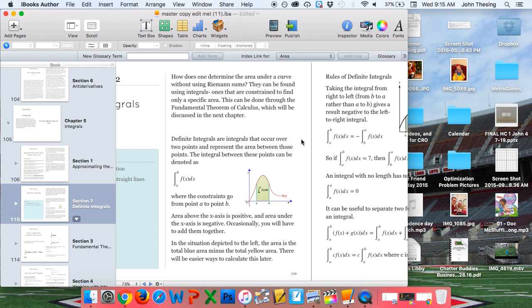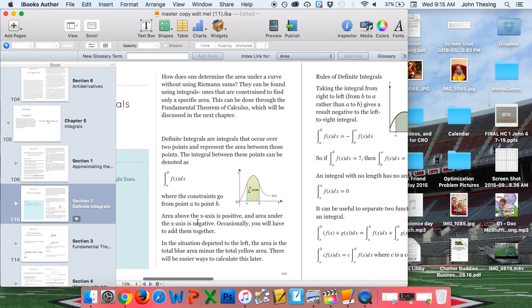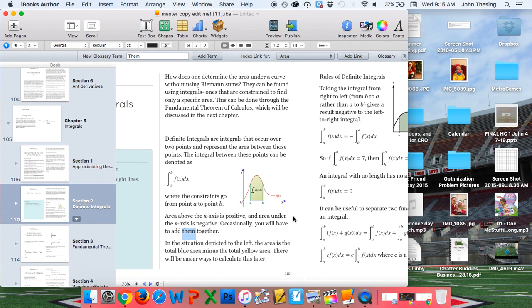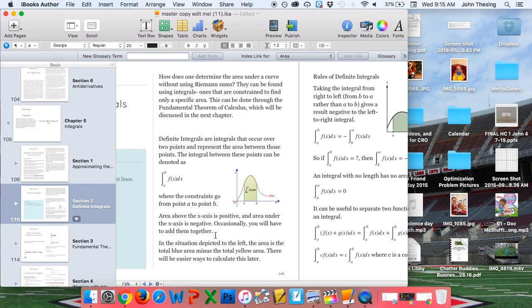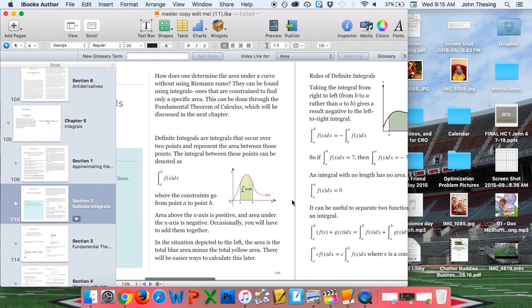You're just saying from A to B. When it says you'll have to add them together, what does that mean? You combine the positive and the negative areas. Cool. So go ahead and actually say that. This is slightly confusing. I know what you mean, but somebody who hasn't learned it yet probably won't know what you mean.